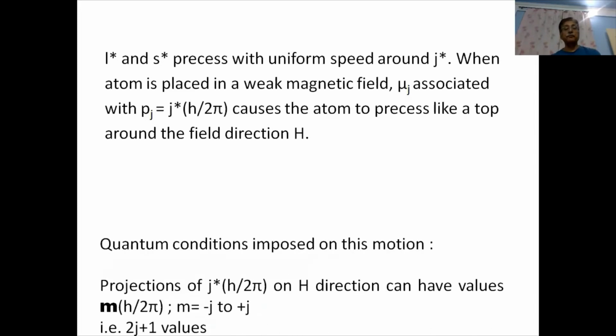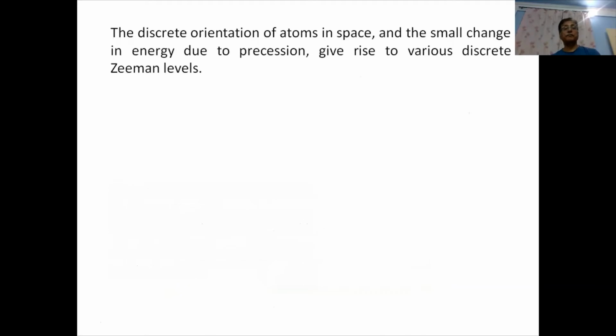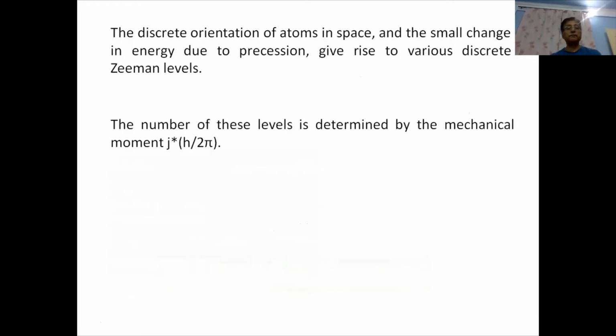Now, quantum conditions are imposed on this motion, that is, the projections of J star h by 2 pi on the H direction can have values m h by 2 pi, where m is equal to minus j to plus j, that is 2j plus 1 values. Now, the discrete orientation of atoms in space, as we have seen earlier in the figure, and the small change in energy due to precession, give rise to various discrete Zeeman levels.